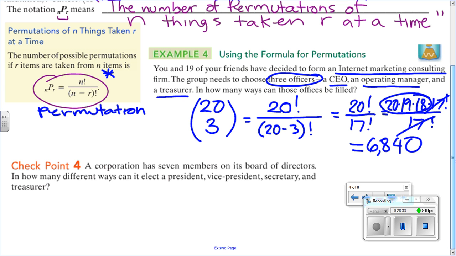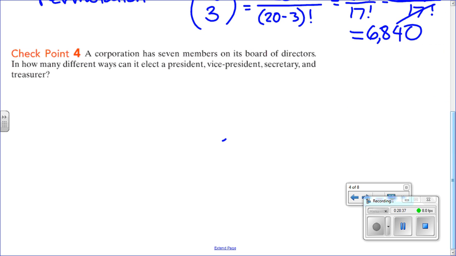All right, now the next one: a corporation has 7 members on its board of directors. How many ways can they elect a president, vice president, secretary, and treasurer? So we need to take 4 out of 7.